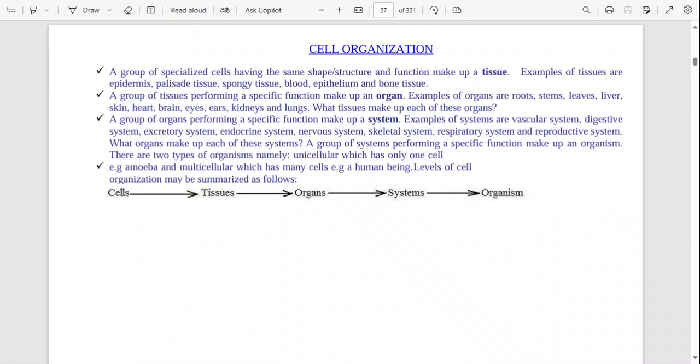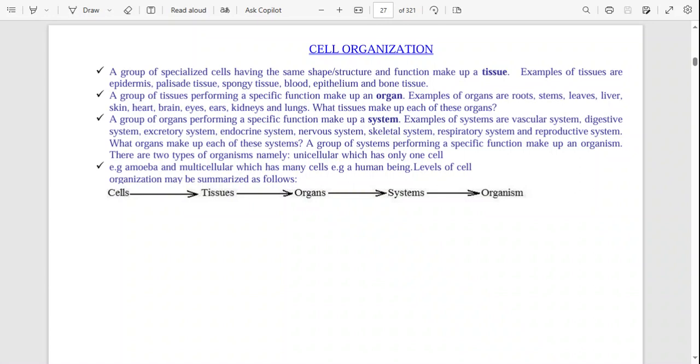Okay, so we'll now look at biology. We'll continue with cell organization. Remember last time we talked about cells, the microscope, characteristics of living things, and also specialized cells. So look at also cell organization. Cell organization, what is it about?